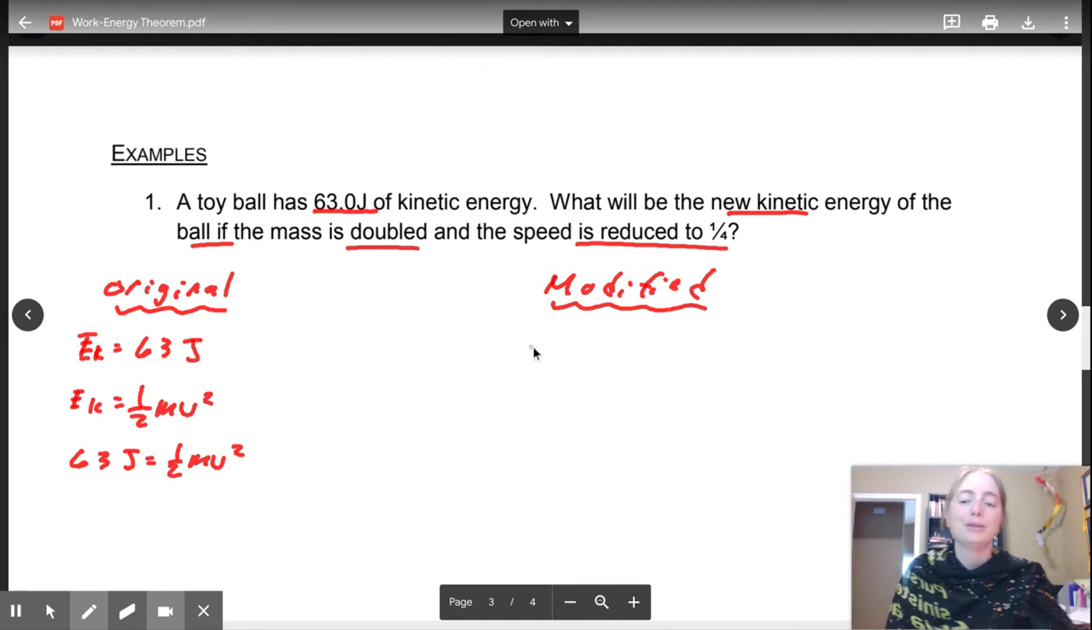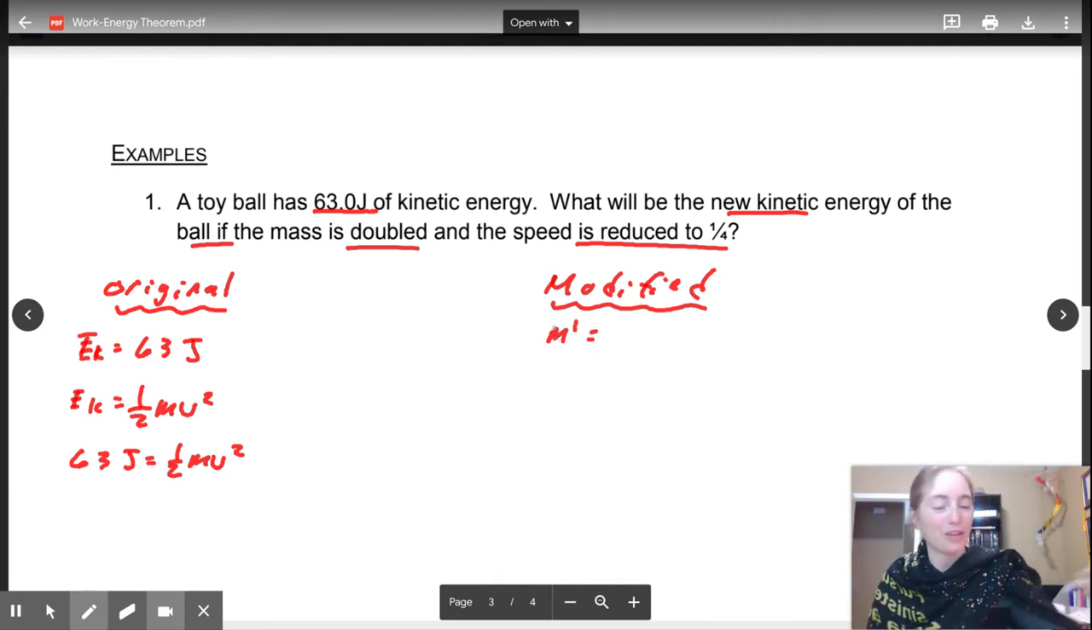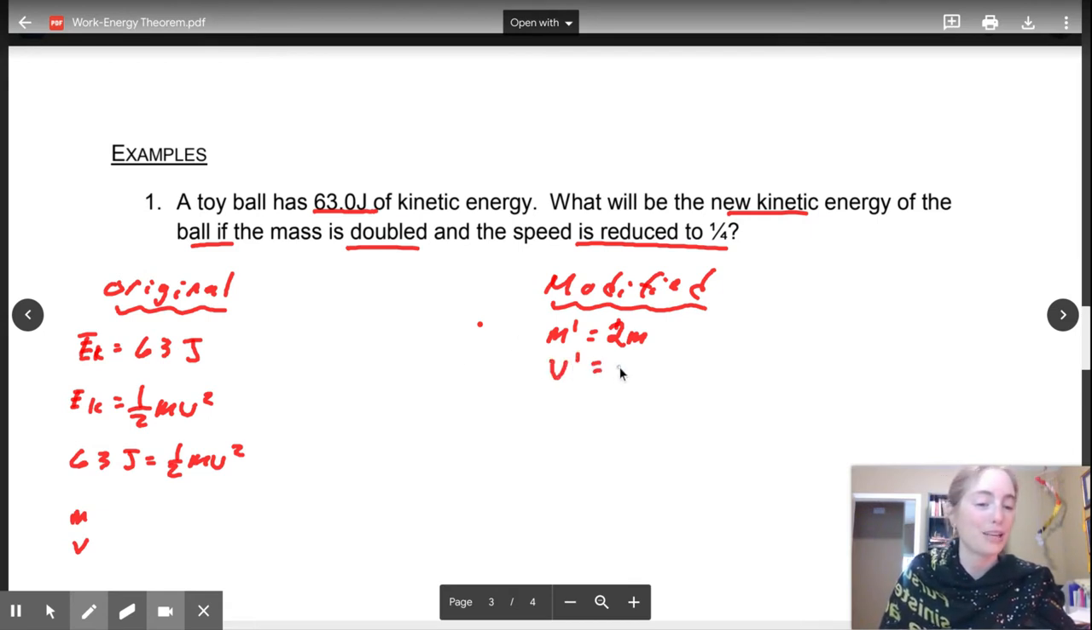My mass prime, remember that prime, this little tick up here, means the modified or the after object, is going to be twice that of our original mass. Our original mass is m, and our original speed is v. We don't have those values. And our speed prime, our speed after modification, is going to be a quarter of what it was, so 1/4 v, or v over 4. Both of these are mathematically the same.